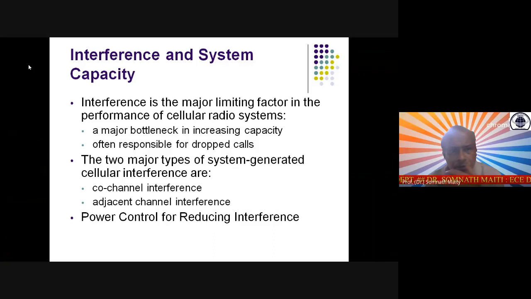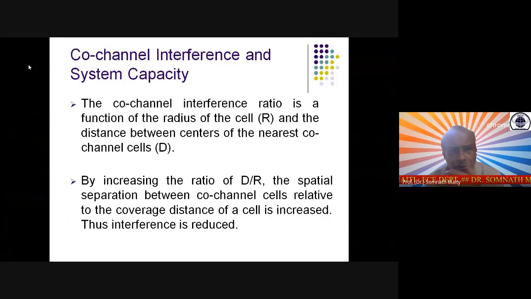2 major types of system-generated cellular interference are co-channel interference and adjacent channel interference. And apart from these 2, there is another important concept, that is power control for reducing interference. First of all, co-channel interference ratio is a function of the radius of the cell R and the distance between the centers of the nearest co-channel cells. These 2 parameters are very important. I have already defined these 2 parameters in my last lecture.